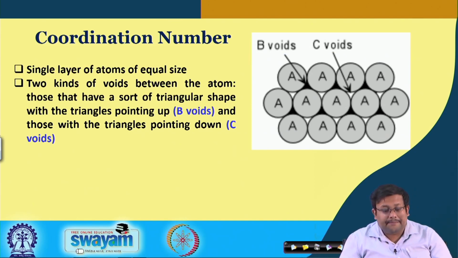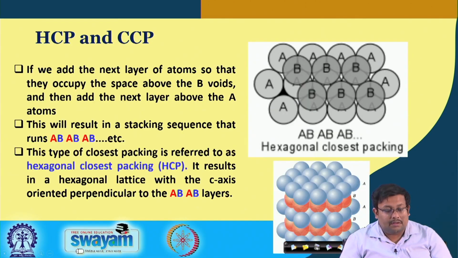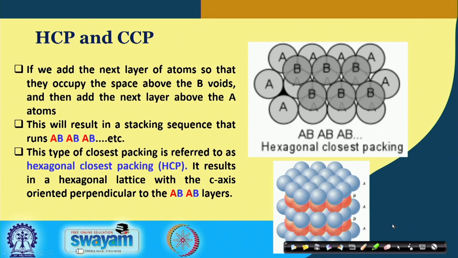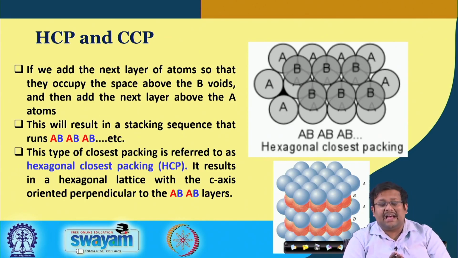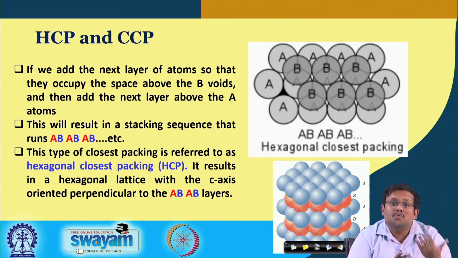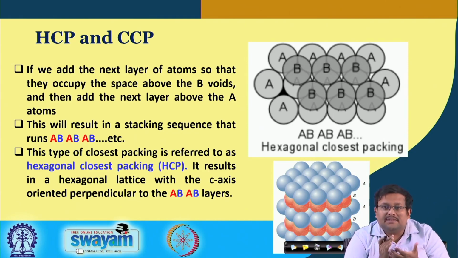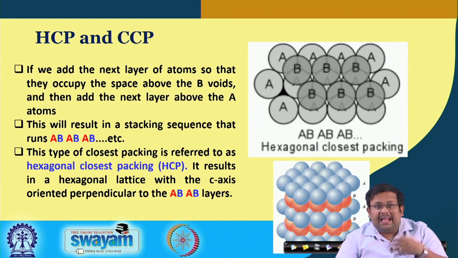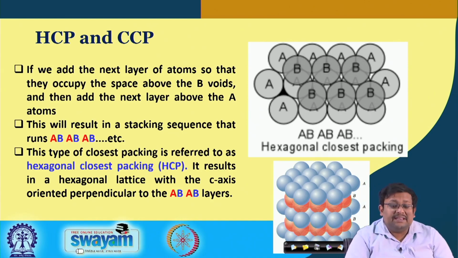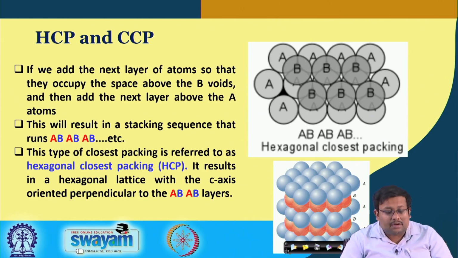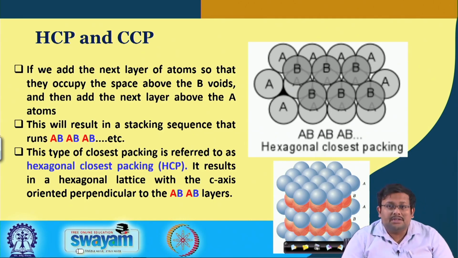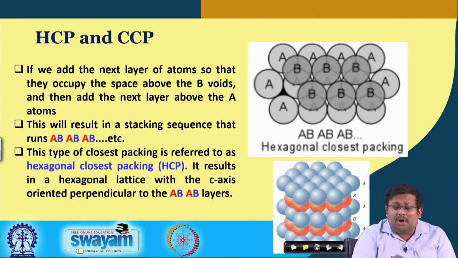So, if we have this single layer of atoms of equal size, then this 12-fold coordination can be expressed in two ways. We call them closest packing. There are two types of packing, one is called HCP, another is called CCP. HCP is the short form of hexagonal closest packing, whereas CCP is the short form of cubic closest packing. So, let us first discuss the hexagonal closest packing.